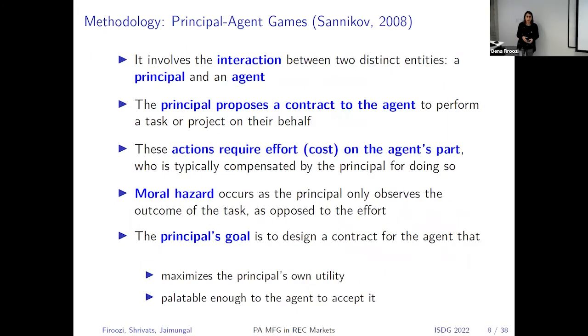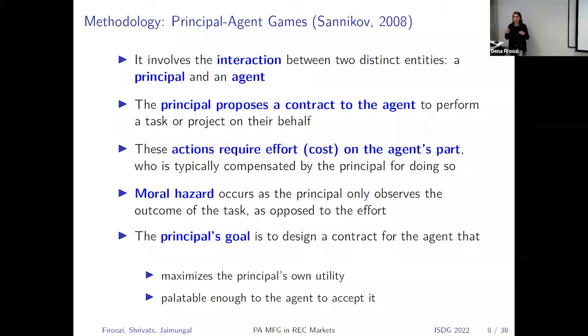So here I will just very quickly review principal-agent games. This type of game originated in the seminal work of Stackelberg in 2008, an economist. This type of problem involves two parties, one agent and one principal, and the principal proposes a contract to the agent to perform a task or project on their behalf.